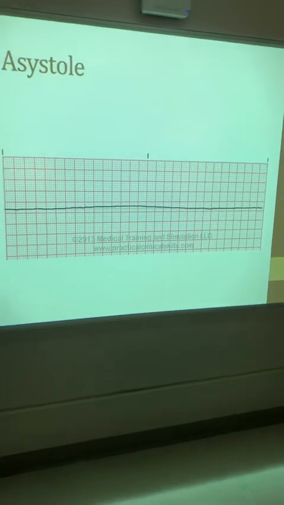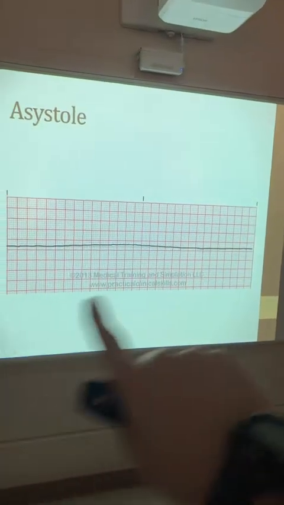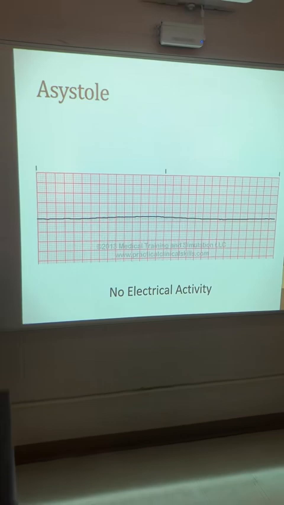The last deadly rhythm is asystole. Asystole is different from V-fib because there's literally nothing. This is the flat line. This is when you see no electrical activity.